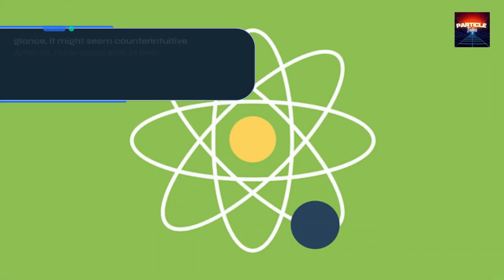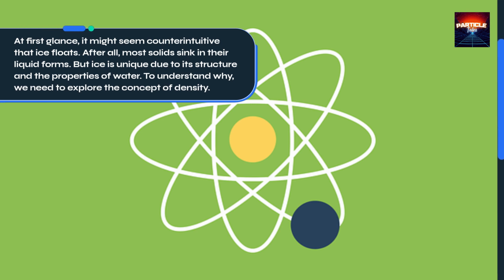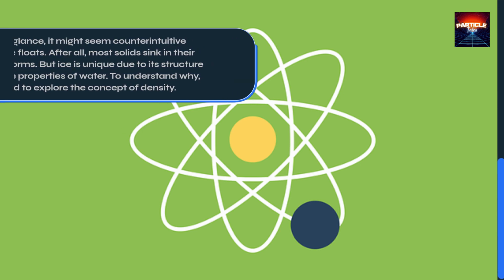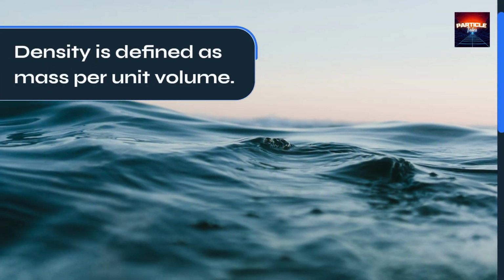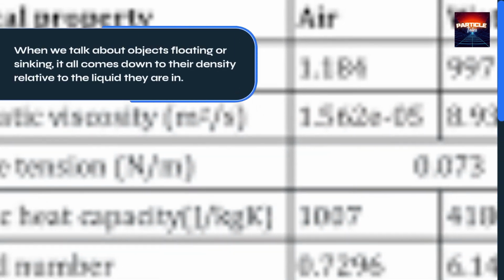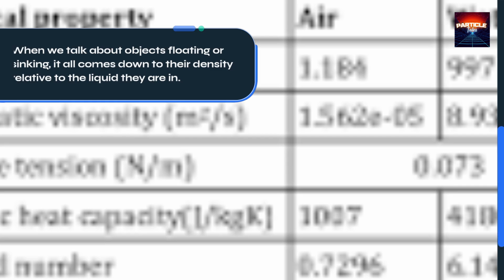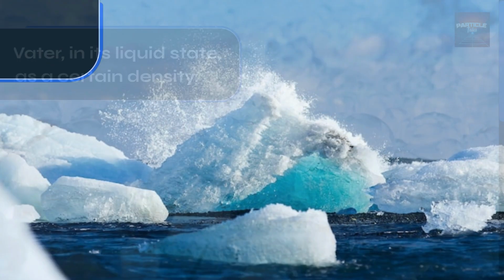At first glance, it might seem counterintuitive that ice floats. After all, most solids sink in their liquid forms. But ice is unique due to its structure and the properties of water. To understand why, we need to explore the concept of density. Density is defined as mass per unit volume. When we talk about objects floating or sinking, it all comes down to their density relative to the liquid they are in. Water, in its liquid state, has a certain density.